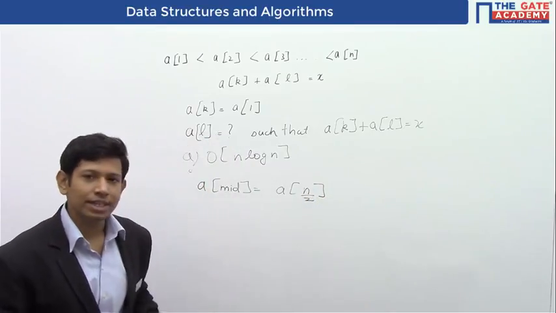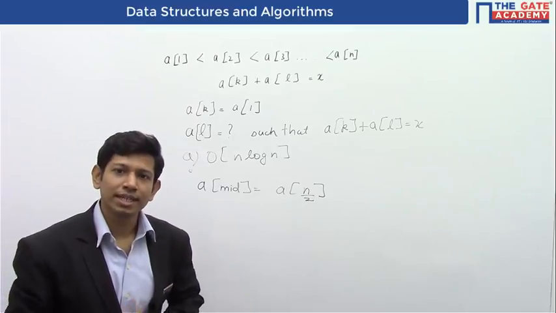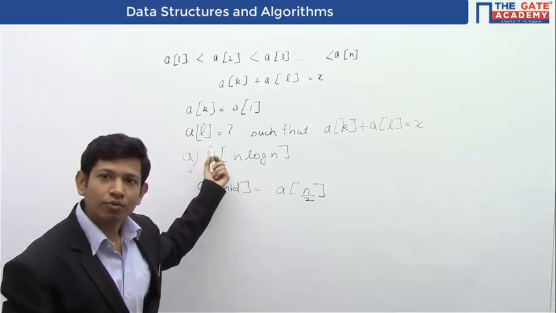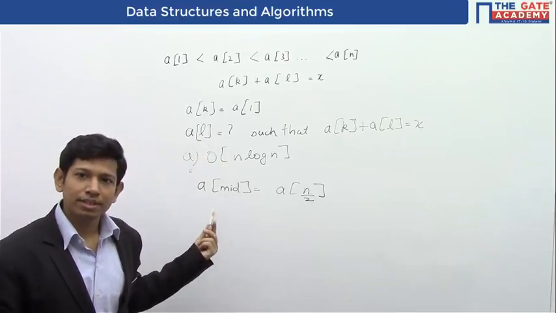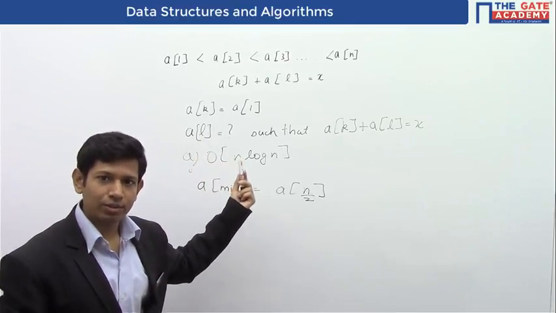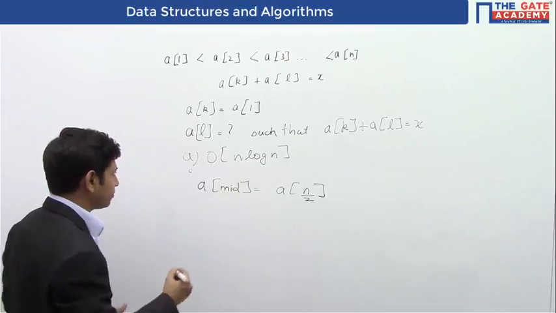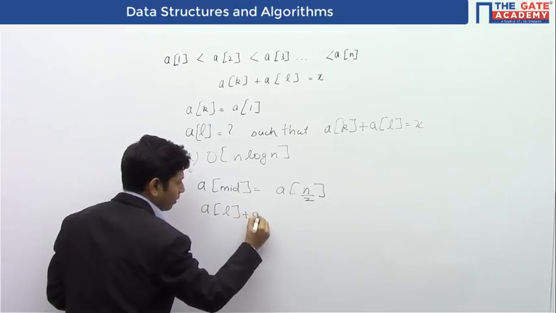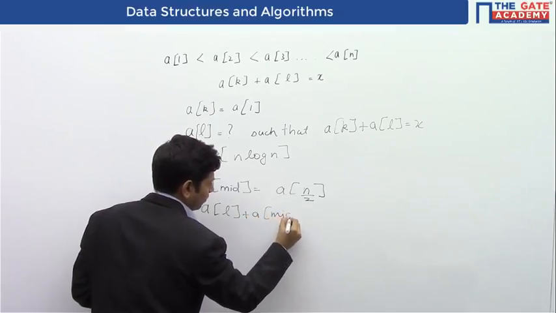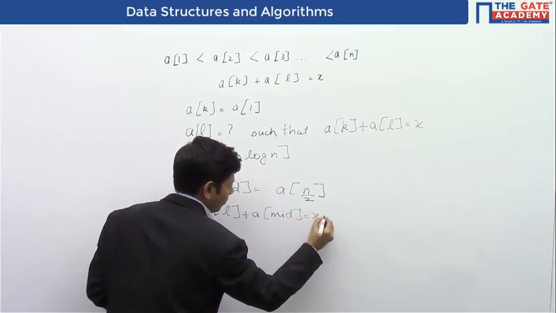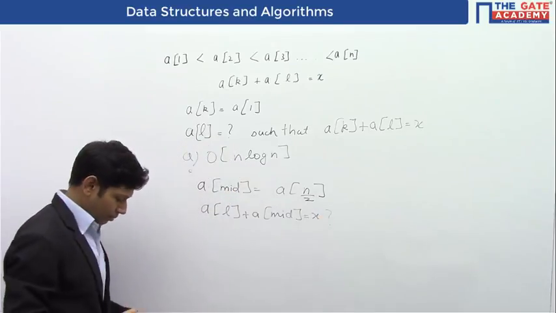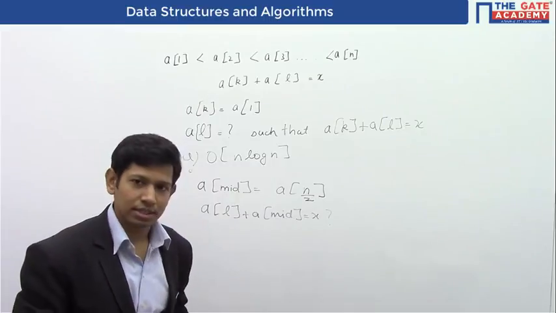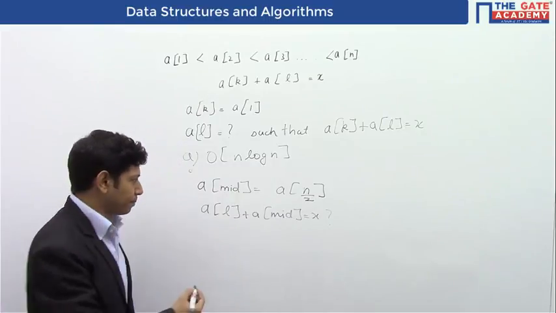Now once we have this a of mid element, what we have to check is whether this a of mid element is our required a of l. So we will sum this a of mid with a of k to see whether the sum is x. In case the sum is x, we have obtained our answer, and mid will become l.